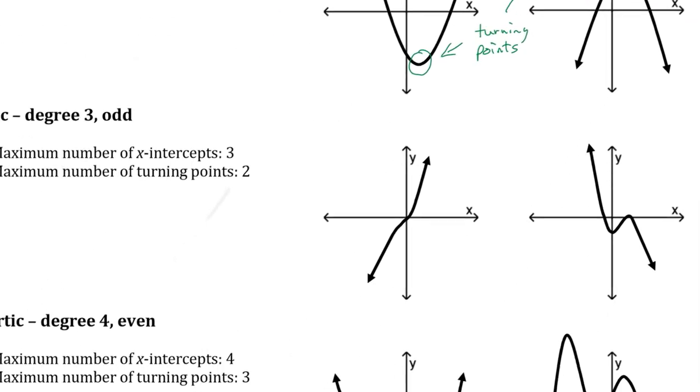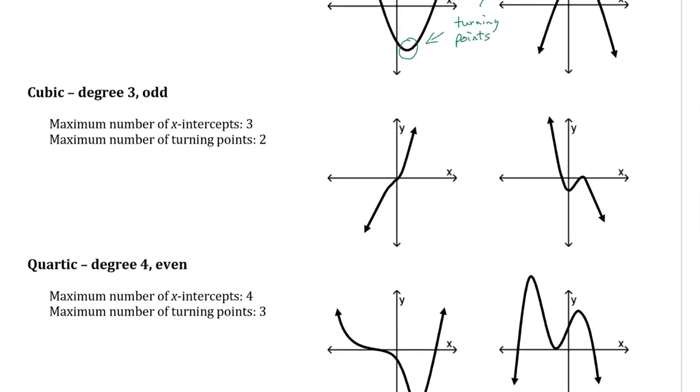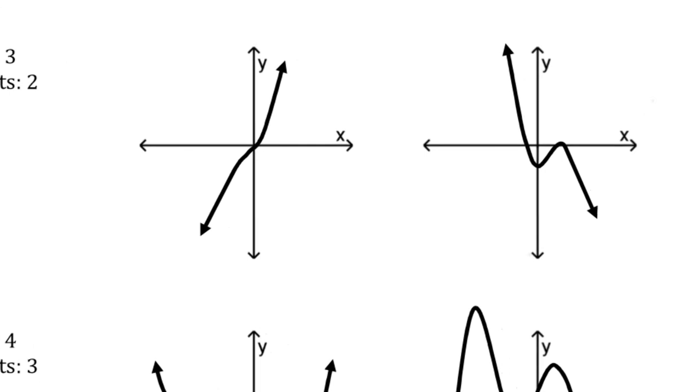Okay? Odd. So maximum number of x-intercepts is 3, maximum number of turning points is 2, but what are the possible numbers? How many x-intercepts could you have? Could you have 0? Could you have 1? I guess you could have 1 because there's 1 for that, right? That's not a turning point, by the way. We call that a twist. So this has 2 turning points. I did those in green before, so I'll do them 2 turning points, right?